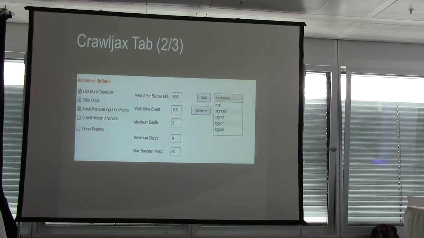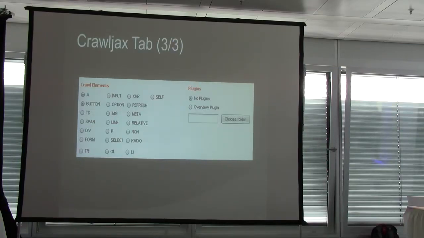And this is the second part of the tab. The use Burp cookie jar option is pretty straightforward. Then you have a bunch of other options which crawljax supports, so I made the GUI interface to use those. And probably something useful is the exclusion list. If you're logged inside the application, you want to avoid clicking log out or sign off or whatever. Or if you're in an administrative interface, you don't want to delete or change stuff. So you can put in some keywords, and crawljax will not click on those links which have the keywords. So there is a little bit of protection.